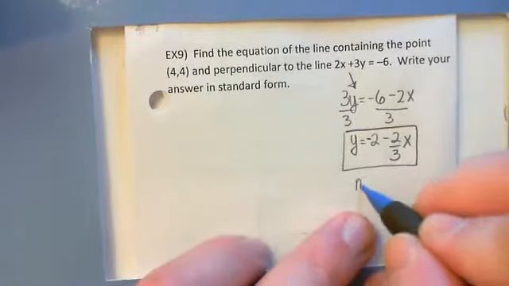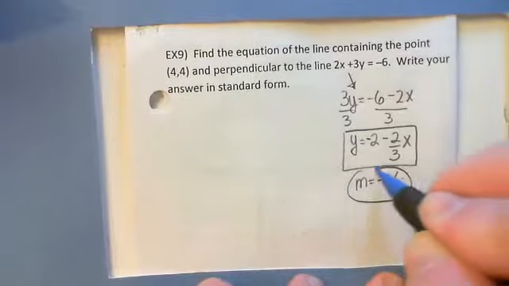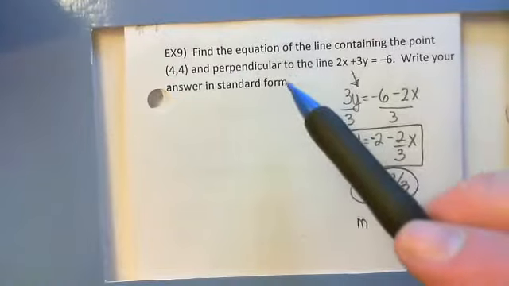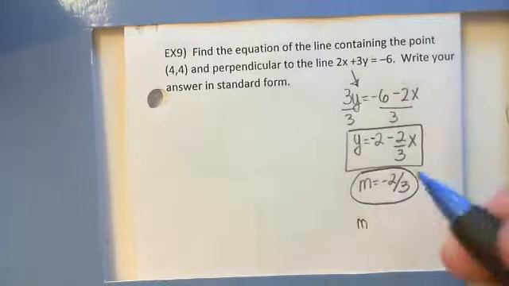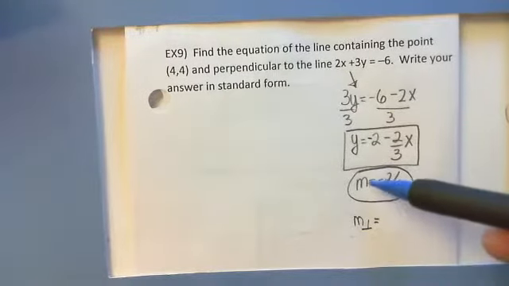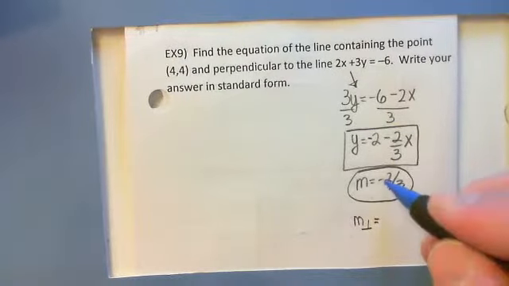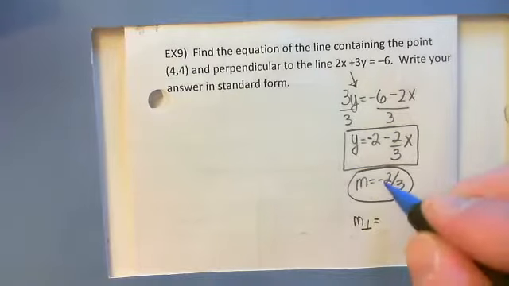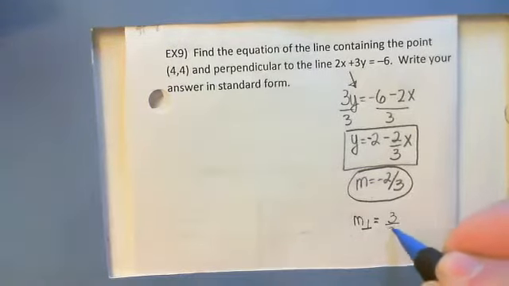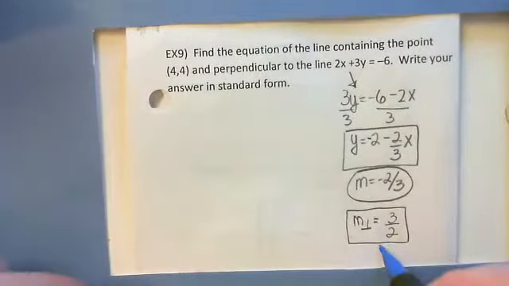Alright, now the y is alone. I know that my slope is negative 2/3, and I noticed that the problem asked me to find the perpendicular line to this. So perpendicular lines have negative reciprocals on their slopes. The new line is going to be perpendicular, so I need to find the negative reciprocal of negative 2/3. Negative reciprocal means I change the sign to a positive and I flip the fraction, which becomes 3/2. So now I have the slope of the line that I want.